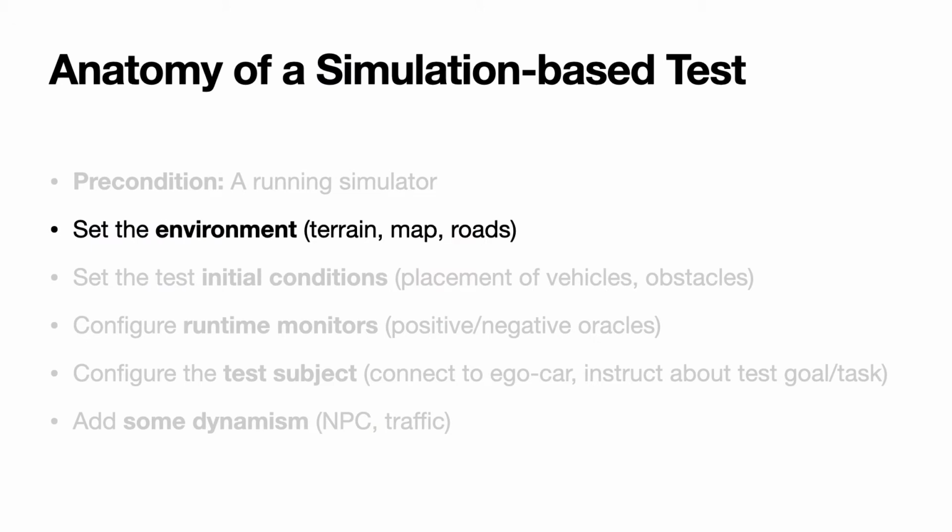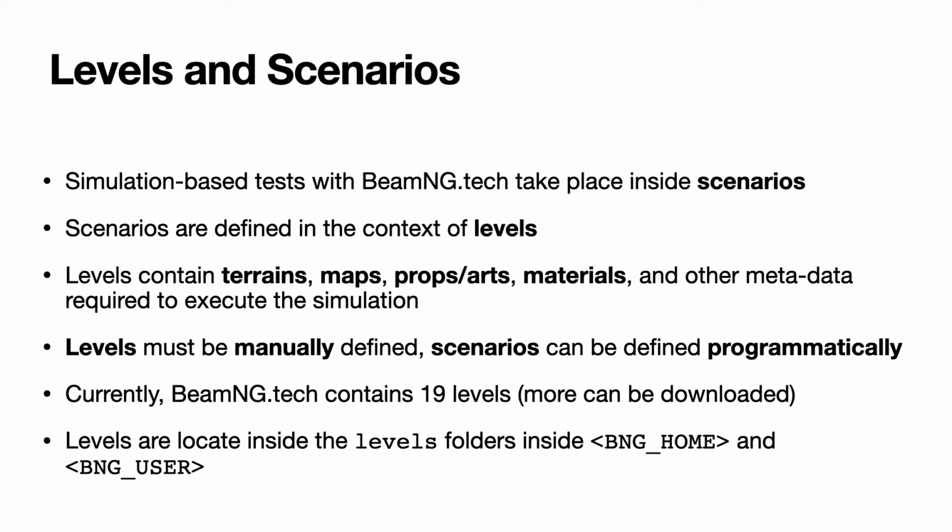So assuming that a simulation is running, now we have to set up our tests. One way of doing it is to start from the environment. So BeamNG.tech executes tests as driving scenarios. Driving scenarios take place in the context of levels. Levels are kind of logical containers, or deployment units if you want, that contain a terrain, a map, all the props, arts, models, materials, all the data that you may use in the simulator, and they must be manually defined. So the assumption here is that you have levels that are manually defined.